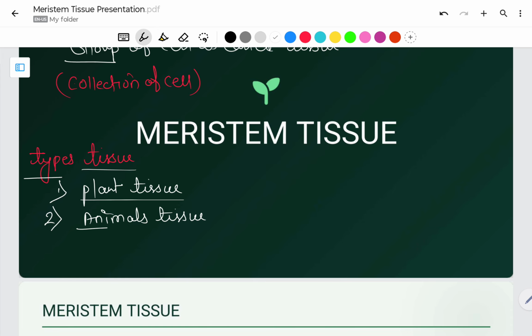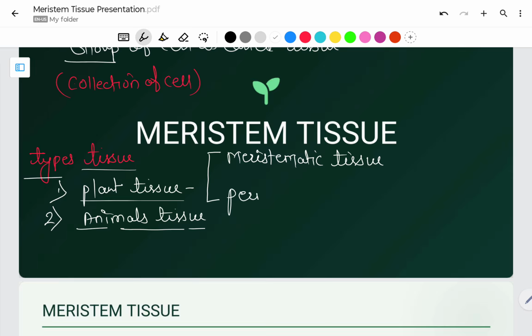In today's lecture we discuss the types of plant tissue. Plants basically have two types of tissue. First is meristematic tissue, and the second type is permanent tissue.